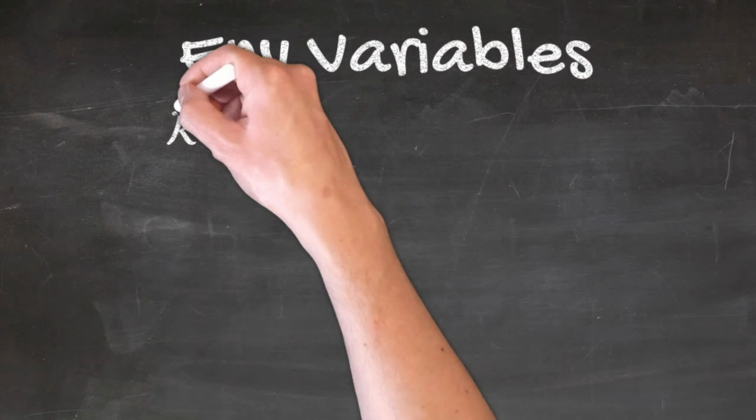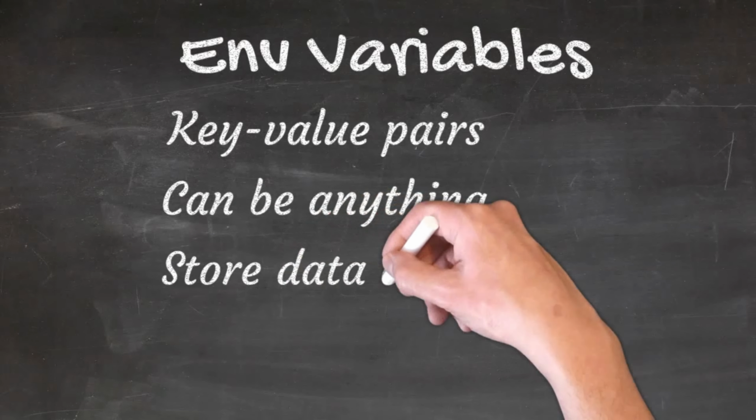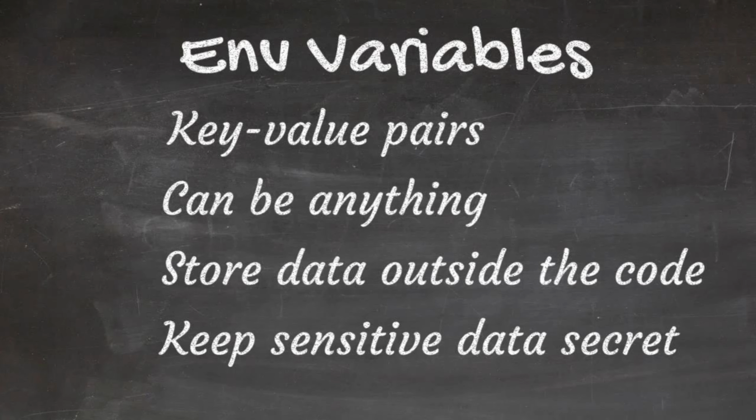Environment variables are a set of key value pairs that can be used to store data outside of JavaScript code. This data can be anything from API keys to database credentials. Environment variables are often used to keep sensitive data secret as they are not stored in the code itself. Let's go ahead and take a look at environment variables and how to import them in your code.